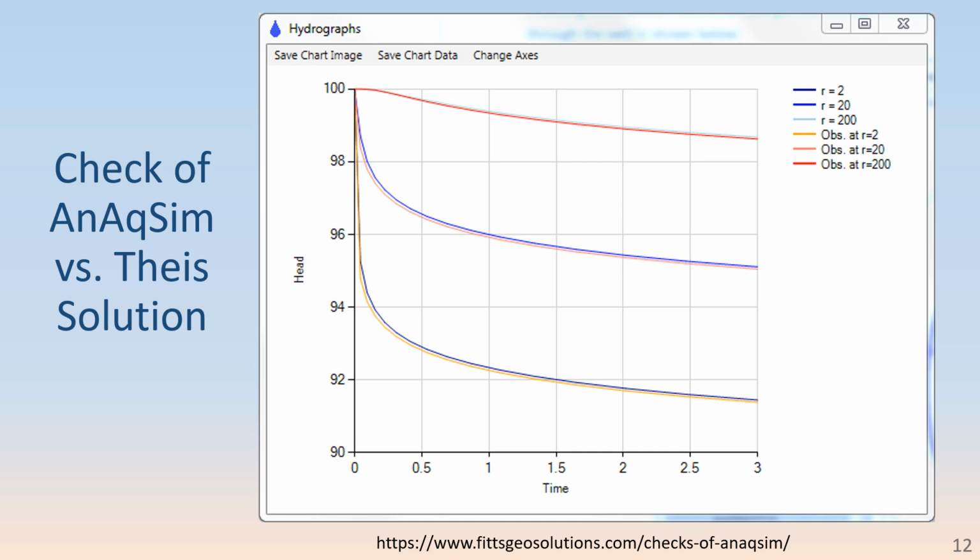Lastly, I'm just going to walk through a few checks of Anaqsim versus analytic solutions and other numerical models and so on, just to give you some comfort that I've done a lot of testing, and most of this can be found at the link down here. I think there are 20 plus different checks of Anaqsim posted at this link on the website, and these are a few of them. This is a check against the Tice solution. The ones that are shades of orange to red are the analytic solution of Tice, transient flow to a well. The blue shades are an Anaqsim model that's replicating that quite well.